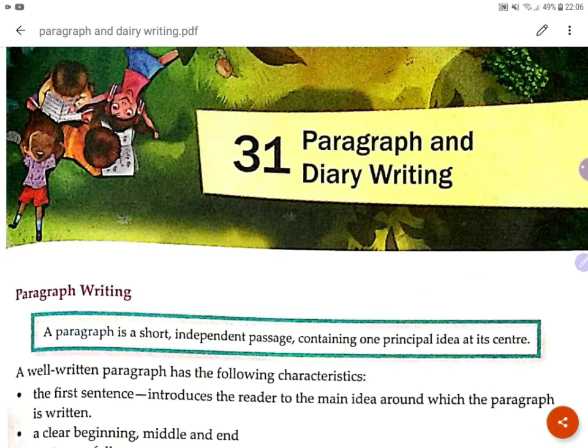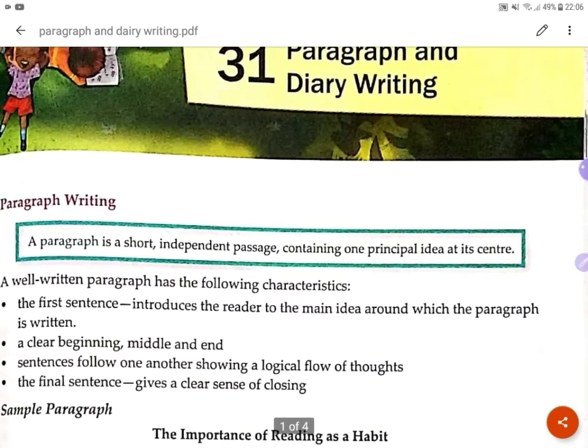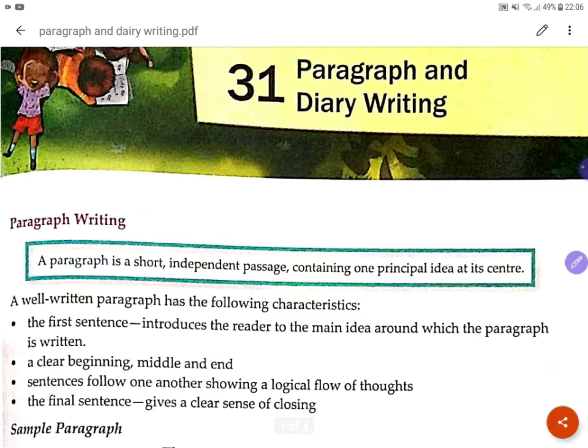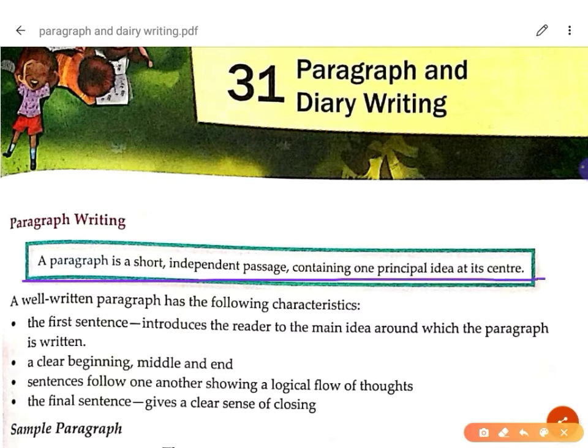Now I, Ajay Kumar, your English teacher, am going to teach you paragraph and diary writing. This is a new topic from our grammar tree, and we are going to learn two topics today: paragraph and diary writing. We'll start first with paragraph writing. A paragraph is a short independent passage containing one principal idea at its center.